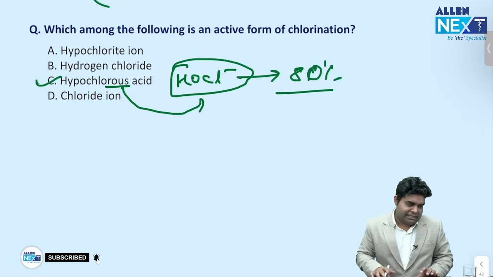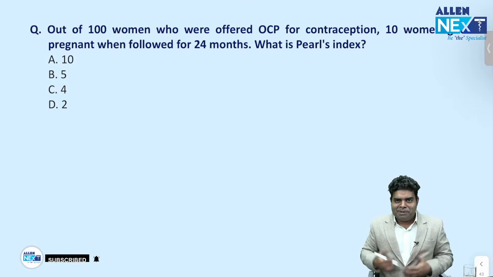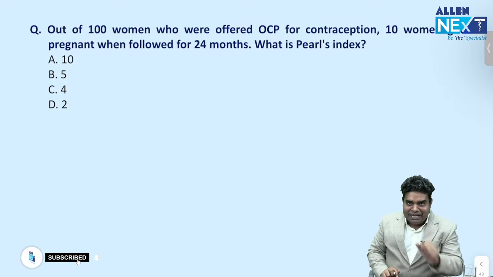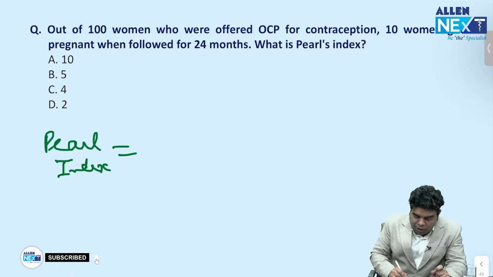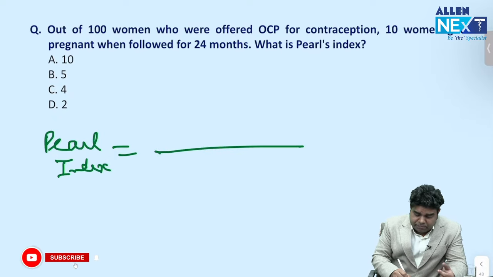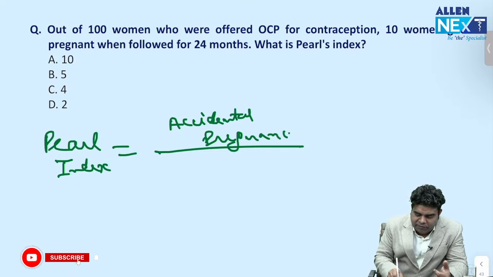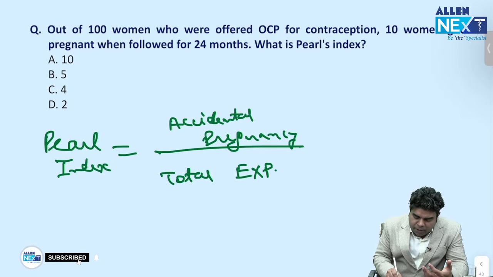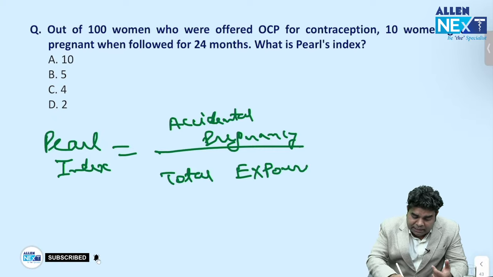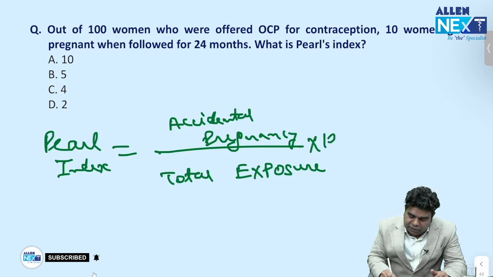So, answer is hypochlorous. Out of 100 women who were affected, offered OCP, 10 women got pregnant, including me. Followed for 24 months. What is the Pearl index? See, Pearl index has two different formulas. In PARC, they have written an incomplete and wrong formula. They have written, Pearl index means number of accidental pregnancies in spite of using the contraceptive divided by total exposure which occurred. And they multiply it by 1200. This is a very important question, gynae, PSM, both areas ask questions from this part, focus, exposure.